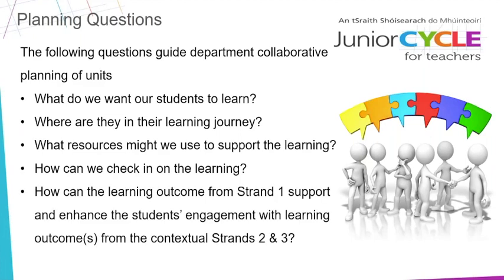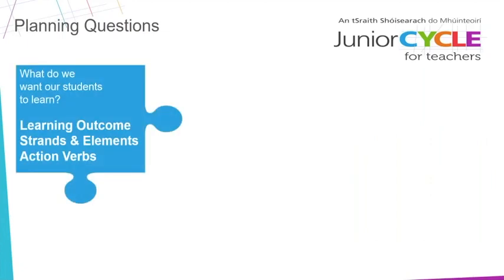And finally, how can the learning outcomes from Strand 1 support and enhance the students' engagement with learning outcomes from the contextual strands 2 and 3? So what we've done tonight is we've taken these planning questions and we've created an approach to planning to include each of them. In blue here are the learning outcomes, strands and elements, and action verbs, which will help us to decide what students need to know.